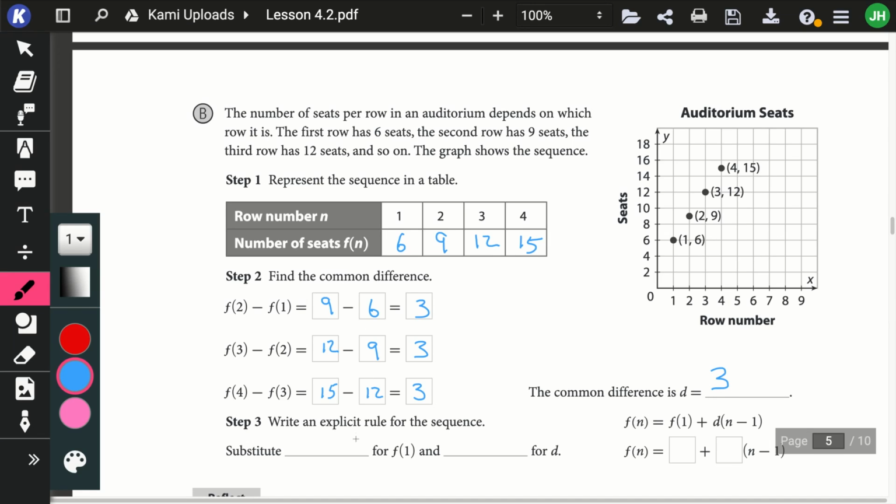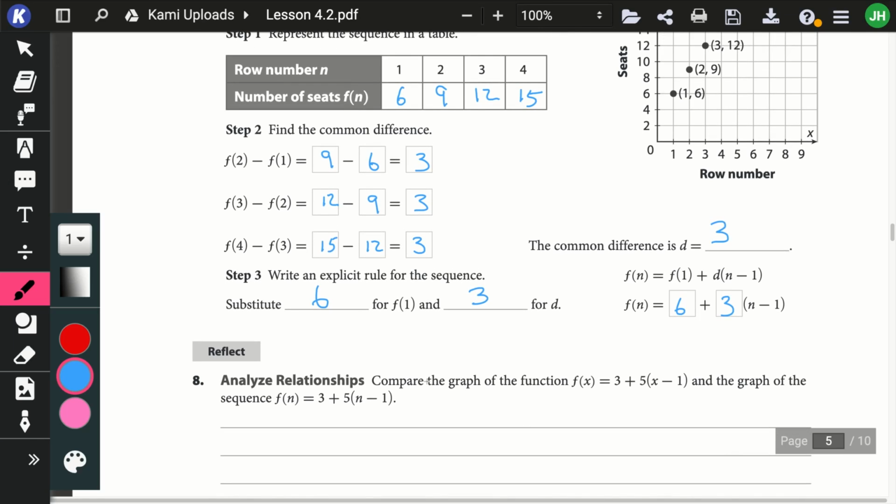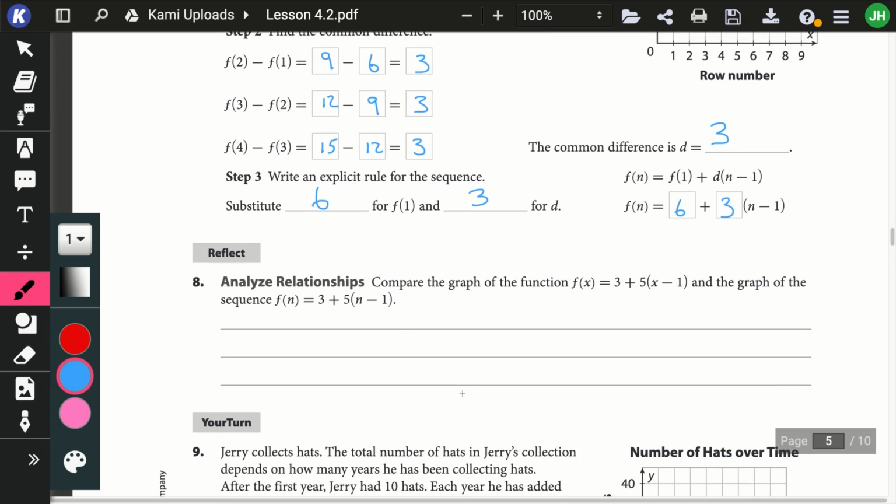Let's write the explicit rule. Now we know what f of 1 is. Substitute 6 for f of 1 and 3 for d. So f of n equals f of 1, or 6, plus d, or 3, times n minus 1. There we go. So let's look at this question.